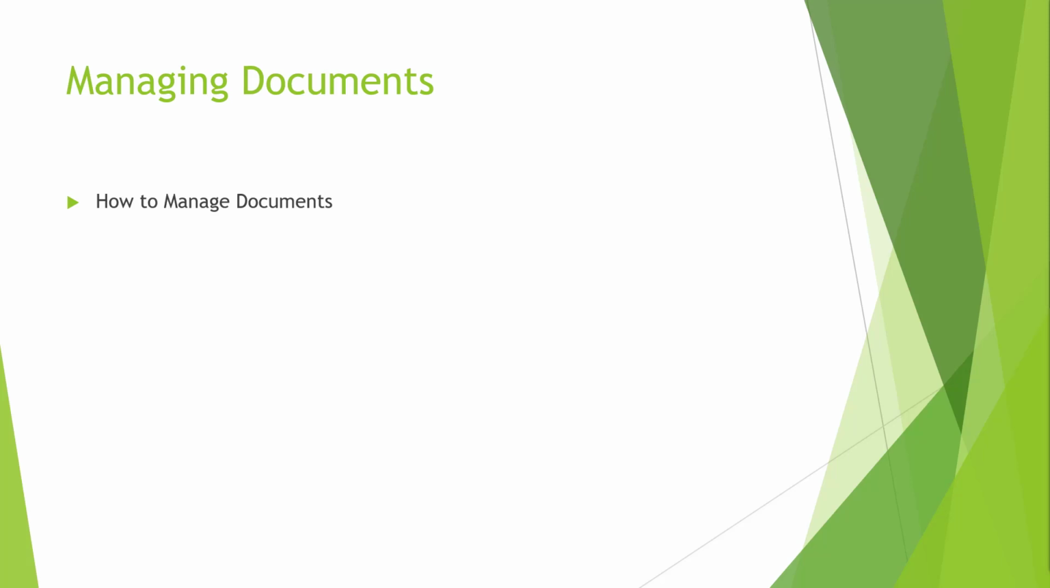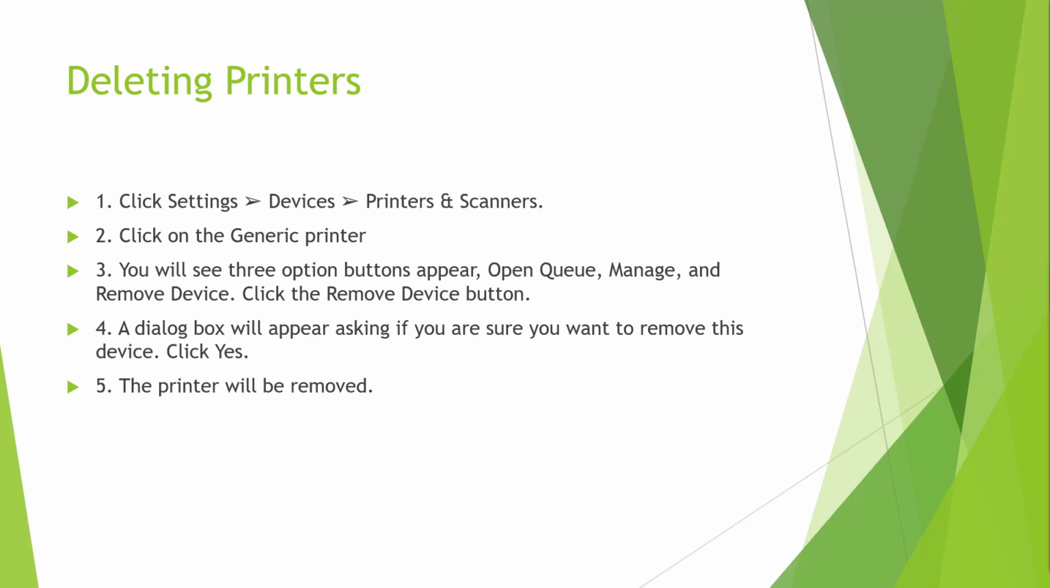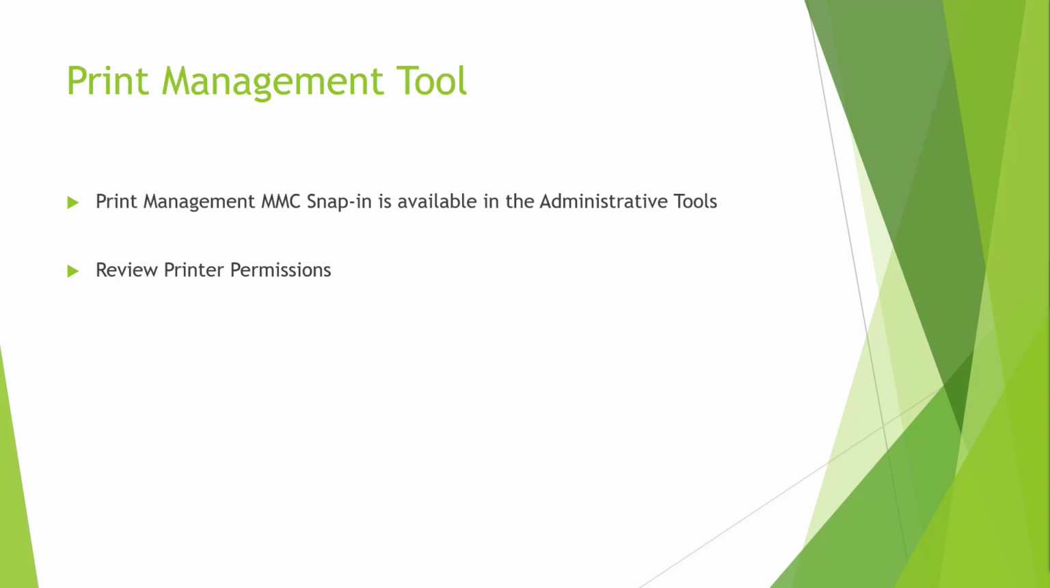Once the configuration is complete and the printer and print device are working together, things are good. You can see the status of the document, so you can do all of that from the print queue. However, we have to be able to manage the documents. Don't forget, we also have the ability to delete a printer if you need to delete a printer. So we talked about managing the documents, and part of that is understanding the print management tool.